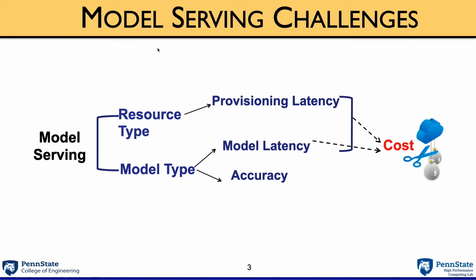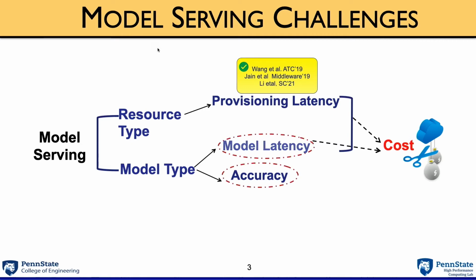Then there is the model type. If you are using a bigger model, you will need more resources, you will need more time, and that will incur some cost. If you need more accurate results, you need better models, better resources, and that causes the cost. At the end of the day, it's all about the money. There has been a lot of good community work and collaboration to reduce the provisioning time of these resources. However, latency and accuracy have been a big challenge and an important aspect.